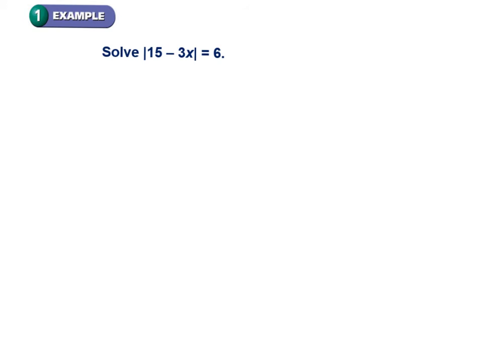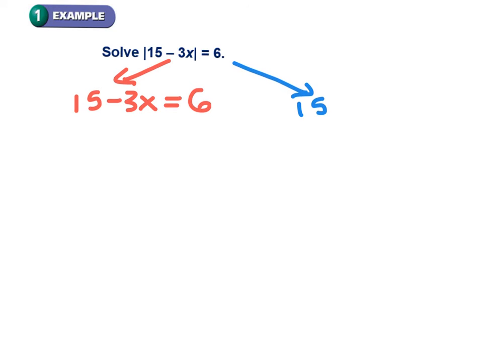Now we're going to solve the absolute value equation: the absolute value of 15 minus 3x is equal to 6. The first thing we have to do is check that the absolute value part is by itself, which it is. So now we're going to write our two equations. One equation is going to be 15 minus 3x equals 6. And the other equation is 15 minus 3x equals the opposite of 6, or negative 6.